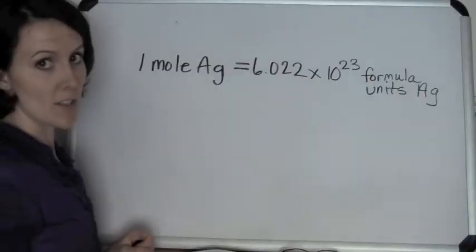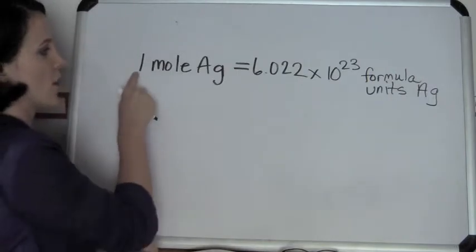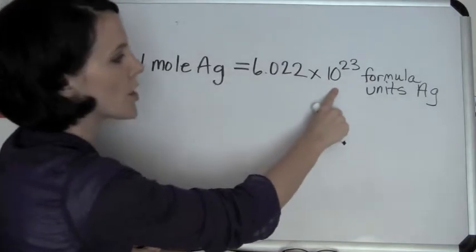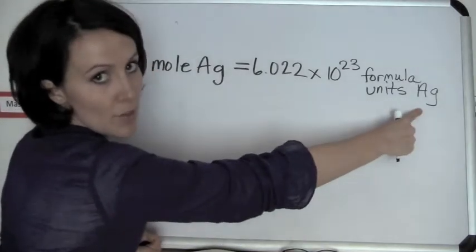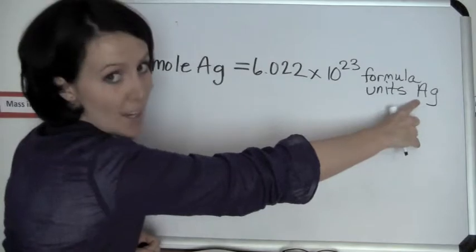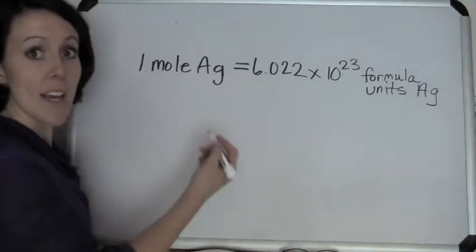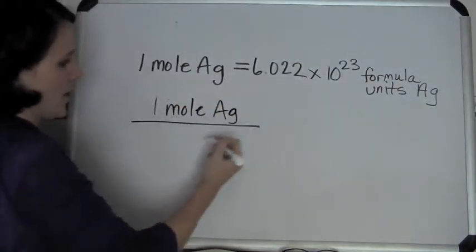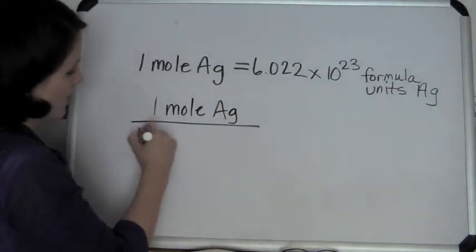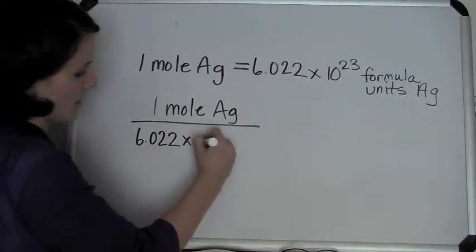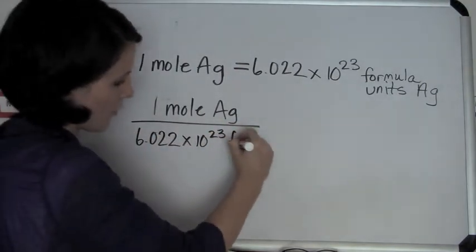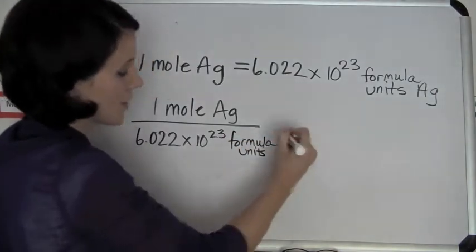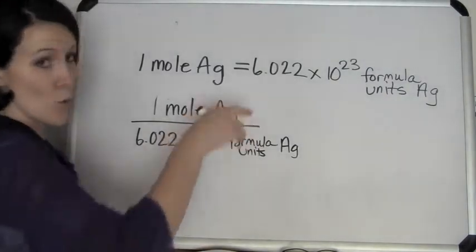To write out our discussion in mathematical terms, I can write this ratio. 1 mole of silver equals 6.022 times 10 to the 23rd formula units of silver. In this case, I know that it's just atoms of silver. I can also write this ratio like this. 1 mole of silver is equivalent to 6.022 times 10 to the 23rd formula units of silver.